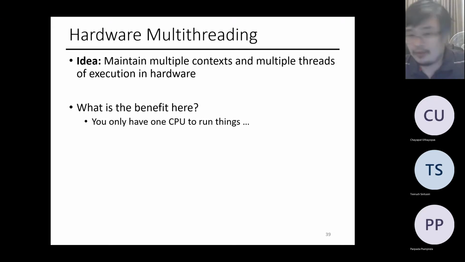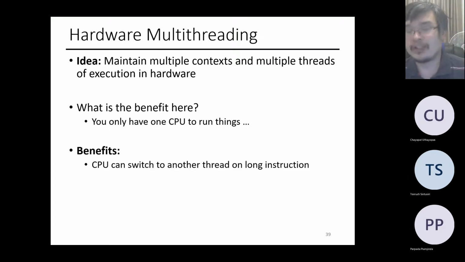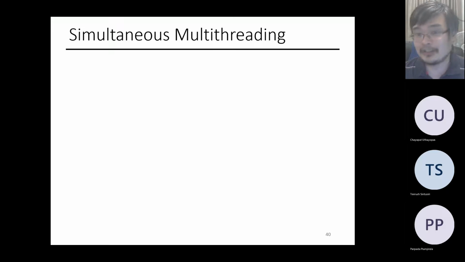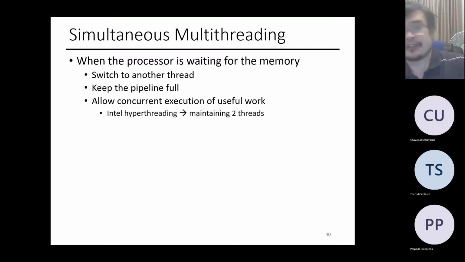So the benefit is, even though you have one CPU, one core running one thread at a time, if one of the threads runs into a load instruction, for example, it takes some time to go to DRAM, right? 100 cycles. In the meantime, you switch to another thread and run. This is the idea behind the technique called simultaneous multi-threading, right? This is one of the really high impact ideas where you perform hardware multi-threading, and when the processor is waiting for memory, for an L2 cache miss or L1 cache miss, you then switch to another thread to keep the pipeline full.